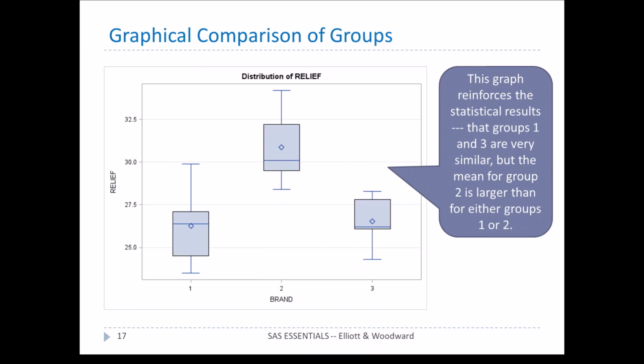Again, a third way to look at this, so this graph reinforces the statistical results. Notice that groups 1 and 3 are very similar. Their boxes overlap quite a bit. However, the box plot for brand 2 stands above the rest of them and is separated, and that again gives us some visual confirmation that brand 2 relief takes longer than brands 1 or 3.